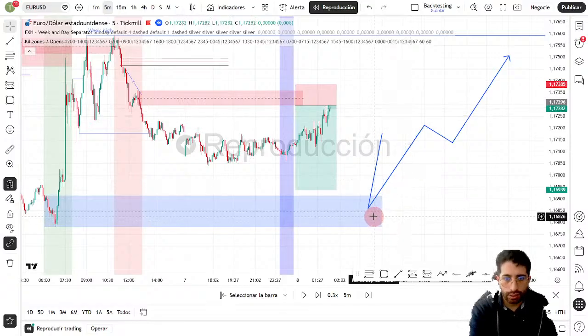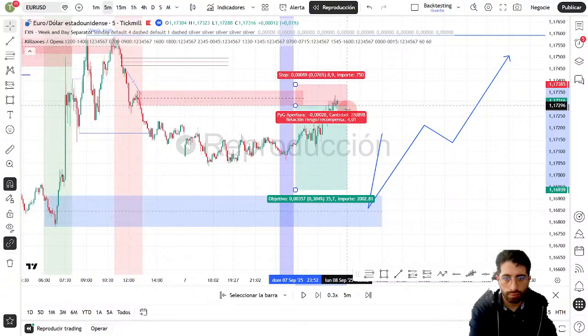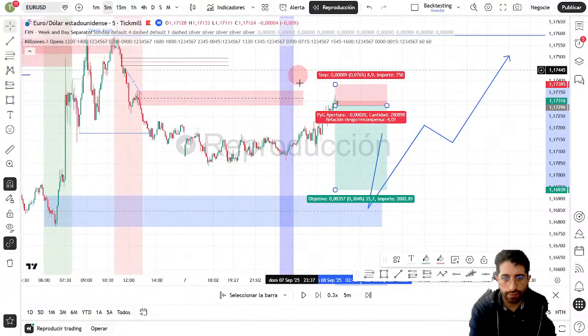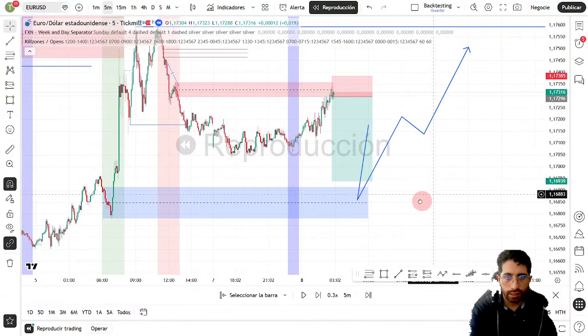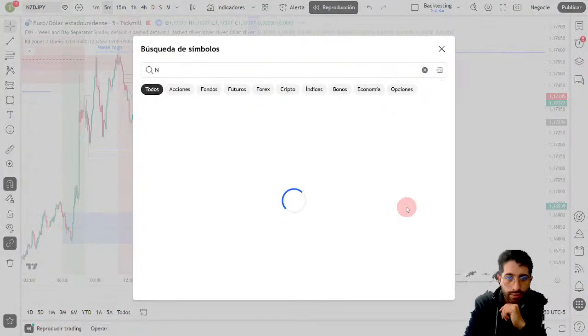Okay, so now, as you can see, the order was activated. Would this order have worked? We don't know. Probably. We're just doing a backtest. We are almost at the London opening. So let's see if this actually works as we expected, or the price simply continues with a different movement. So as I told you before, the price may go down.